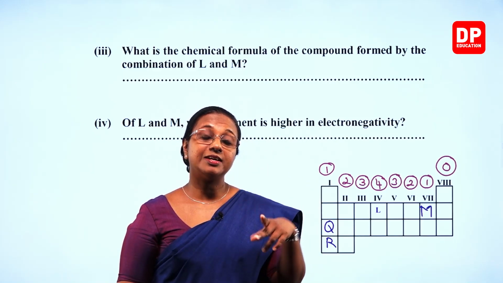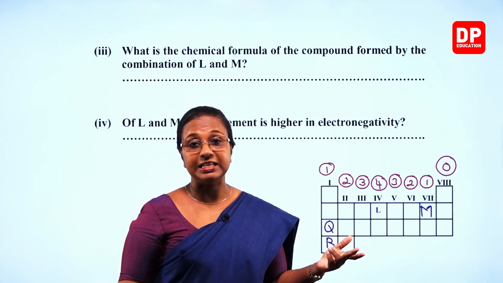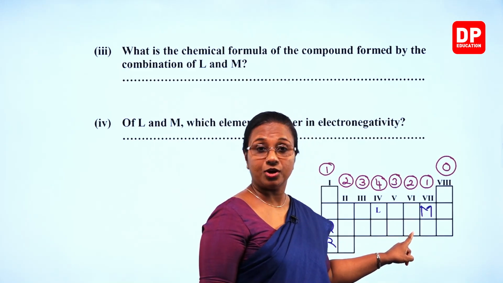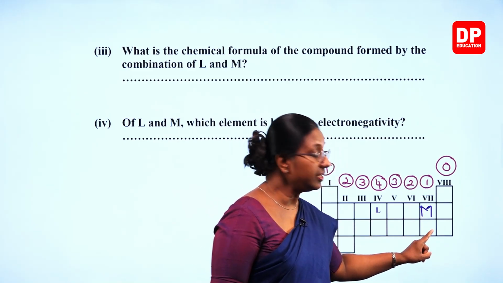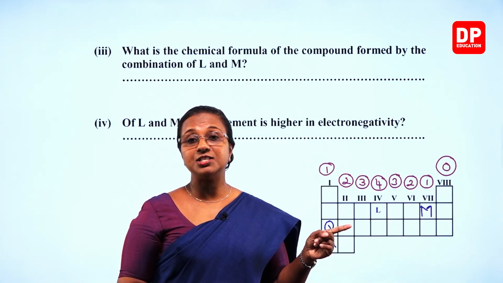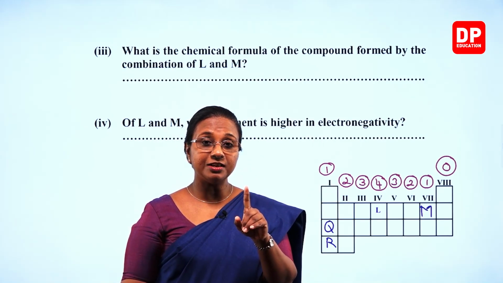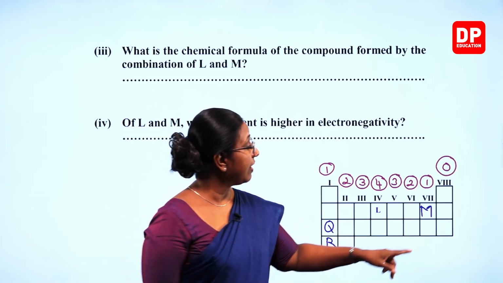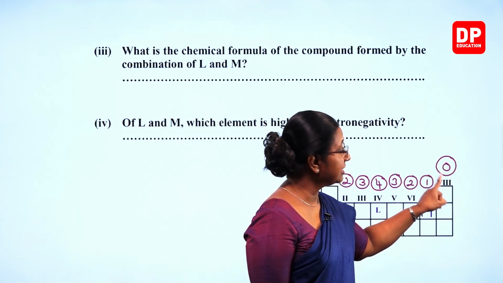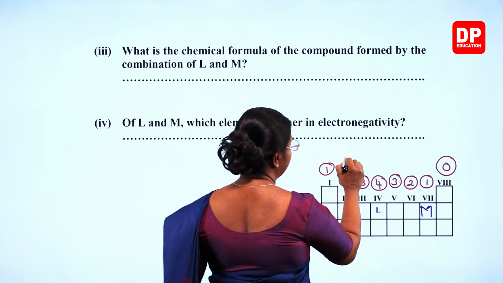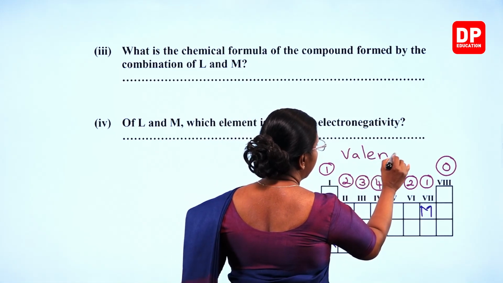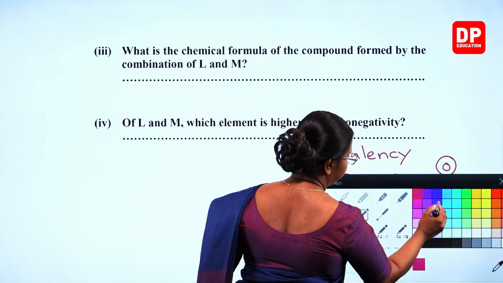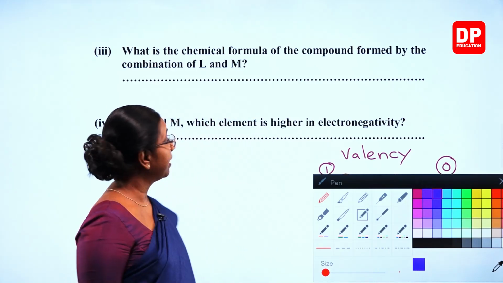So 2 electrons give them in total 8 electrons, the noble gas electronic configuration. Group 7 have 7 electrons in the valence shell. They take up 1 electron and attain the noble gas electronic configuration. Whereas group 8, the valency is 0. So this is valency. Now when you know the valency, it's easy to write the chemical formula.